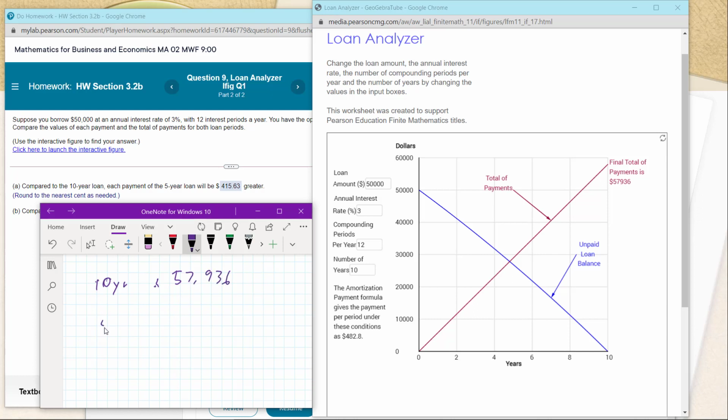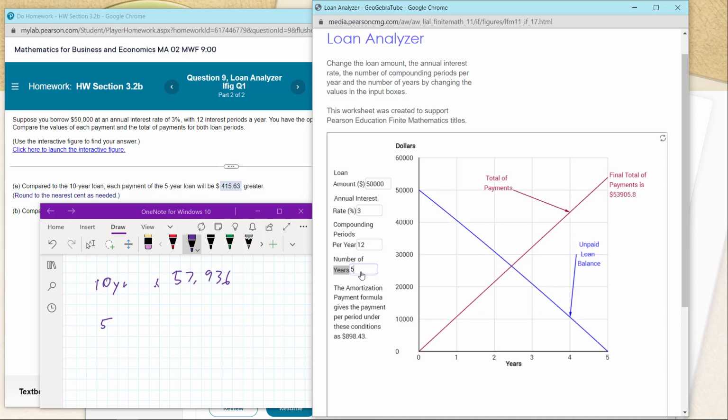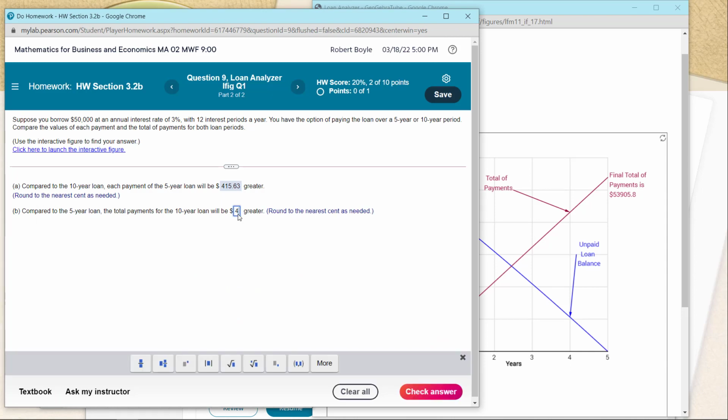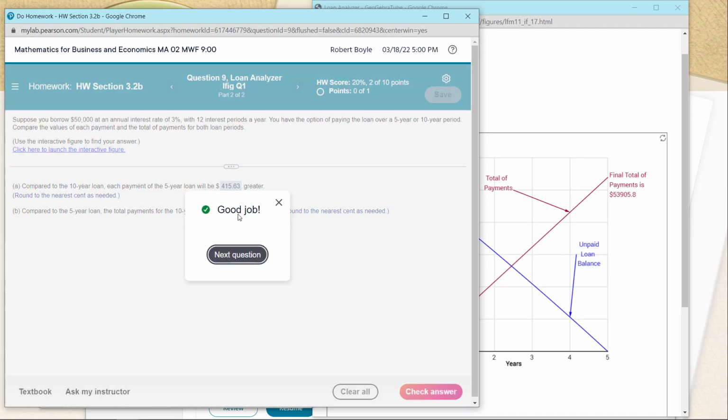$57,936. For the 5-year loan, the total of all your payments is going to be this. Once I get the 5 in there, it is going to be $53,905.80. That difference is going to be $4,030.20. Okay, and is that right? That is correct. And so there you have it.